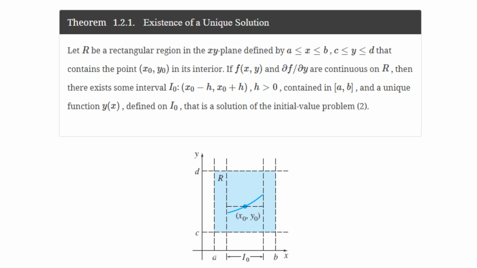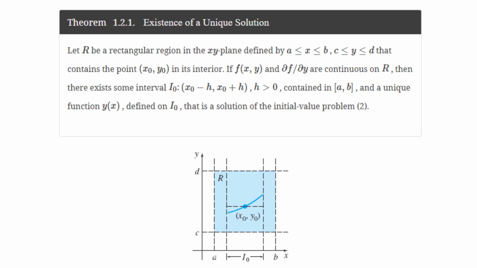If f of x, y and the partial of f over the partial of y are continuous on R, then there exists some interval I, where h is greater than 0, so x sub 0 minus h to x sub 0 plus h, contained in a and b, and a unique function y of x defined on that interval that is a solution of the initial value problem.